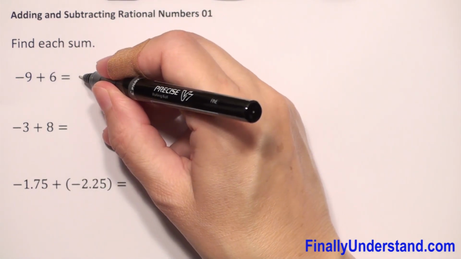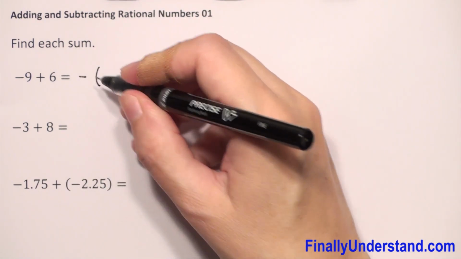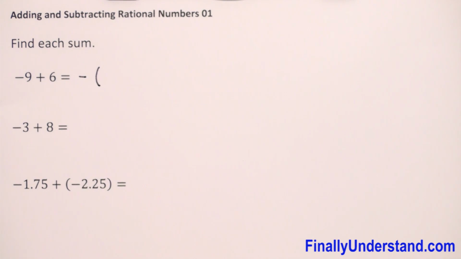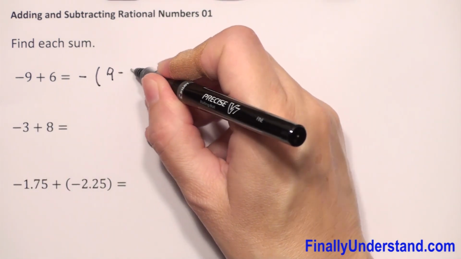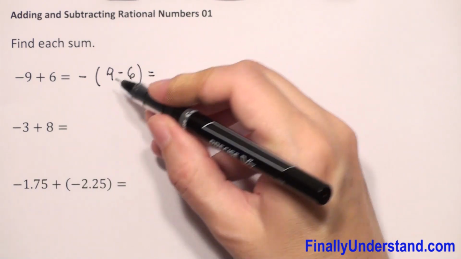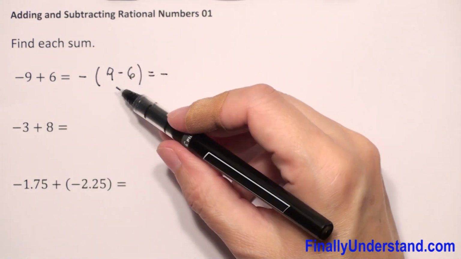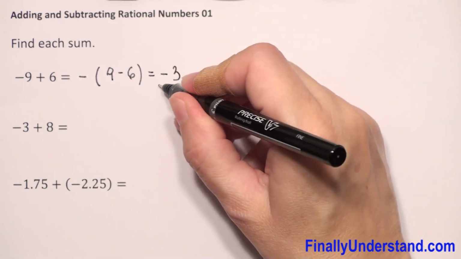So we copy the negative sign, we open parentheses, and we subtract the smaller number from the greater number. So we have 9 minus 6. We have to copy the negative sign. 9 minus 6 is 3.